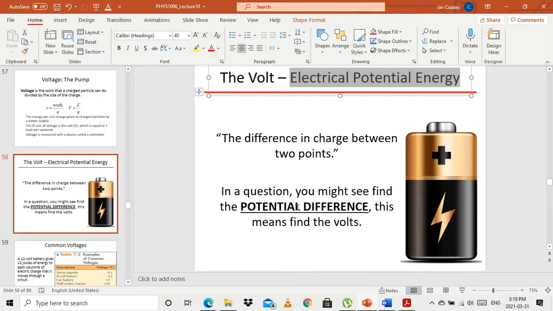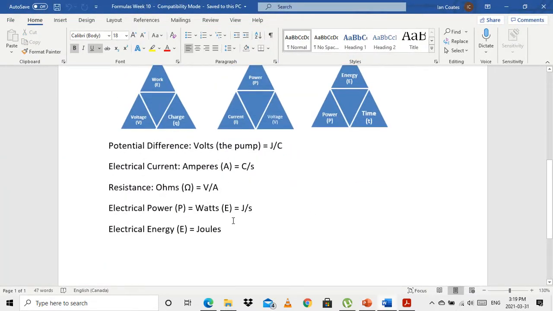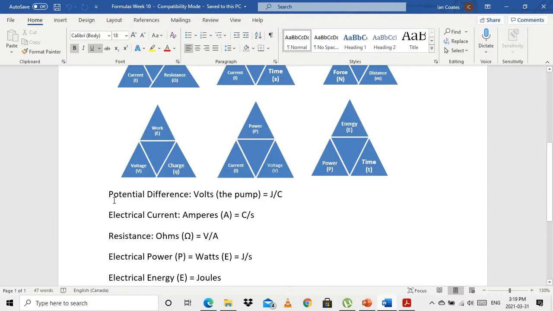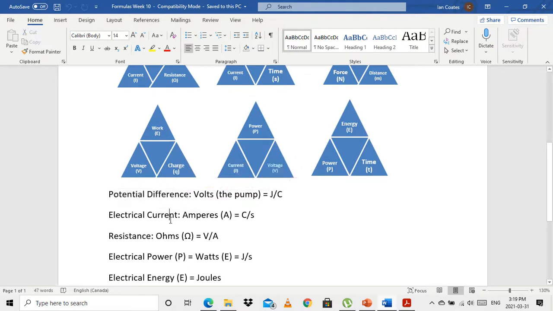So in a question, you might see, find the potential difference. This means find the volts. And I wrote these on here because I don't want you guys to get mixed up. If you're going to make a mistake, just don't make a mistake. But what I want you guys to do is that I may ask you, for the following situation, find the potential difference of this, blah, blah, blah. Well, what do you mean the potential difference? What am I looking for? If you see potential difference, it means I'm asking for the volts.